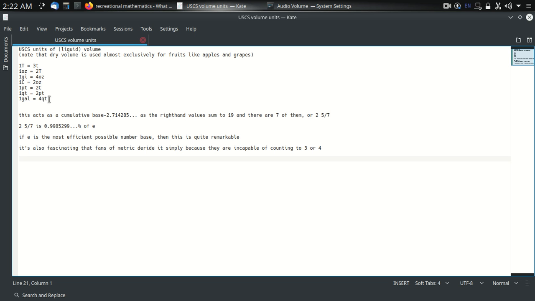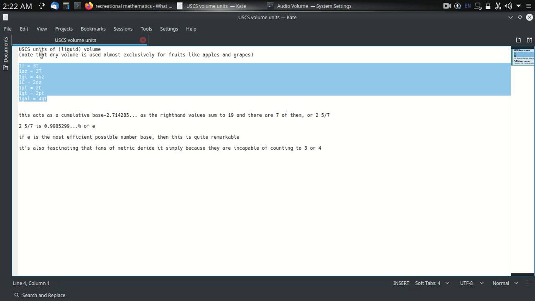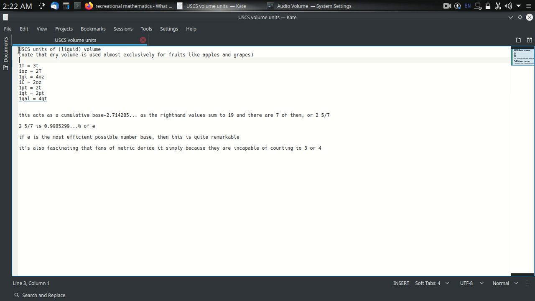So, thinking about cooking, I realized something interesting. This is a breakdown of the US customary system of units for liquid volume. Note that for the most part, the dry volume names and ratios for units are the same, but they are slightly different volumes. But those are used almost exclusively for things like fruits, like apples and grapes and whatever. They're basically not used.